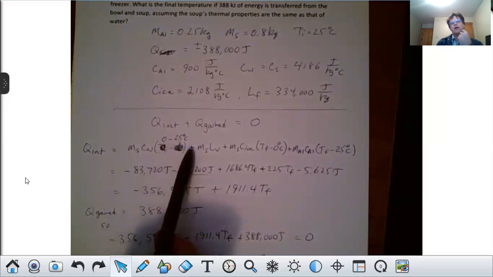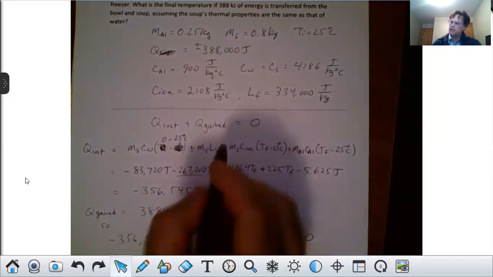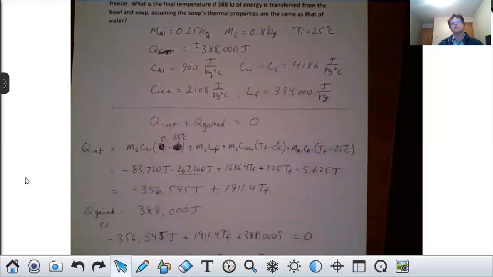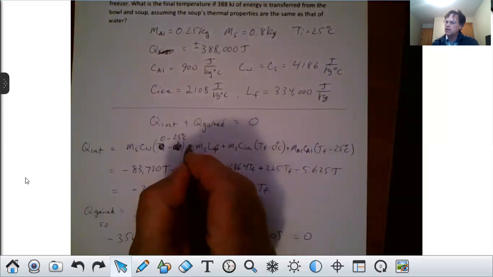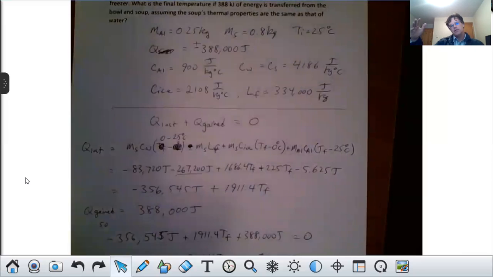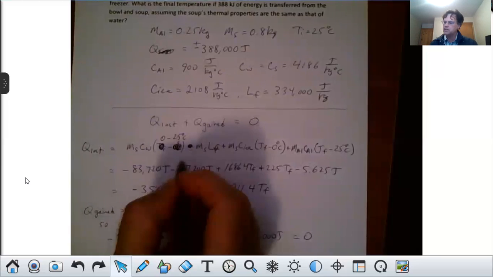Well, then I also have to freeze the soup, and that's going to be MS times LF, actually. This should not be vaporization, it should be fusing. This is going to be a negative. Here I have to choose. Since I'm taking heat away to freeze the soup, I should have that as a negative energy lost by the soup. If I was melting ice, it would be positive, right? But in this case, it is negative.